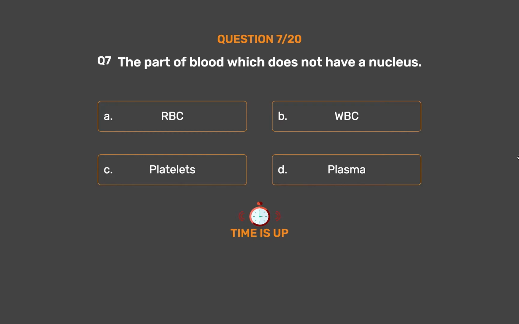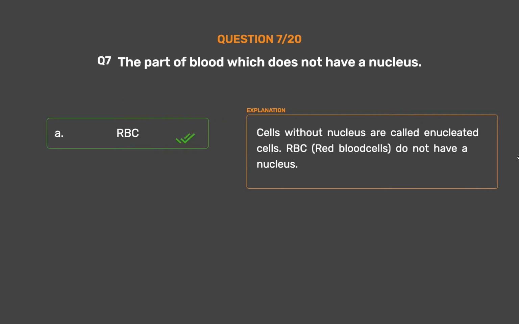The correct answer is option A. RBC. Cells without nucleus are called enucleated cells. RBC, red blood cells, do not have a nucleus.